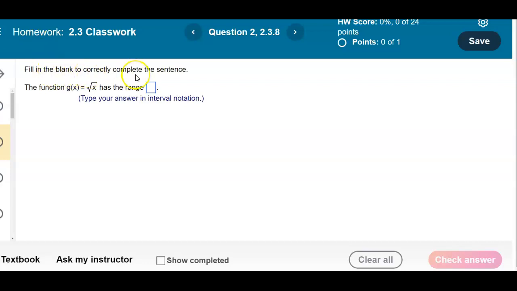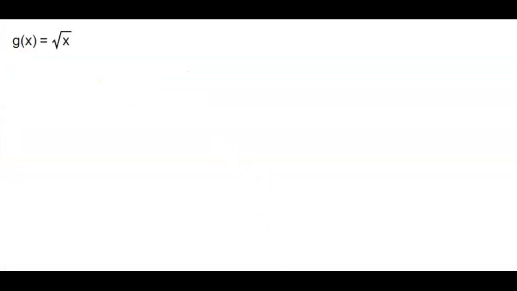Fill in a blank to correctly complete the sentence. The function g of x equals the square root of x has the range. So here is the function. Okay, so first let's take a look at the function and determine what is the domain and the range.